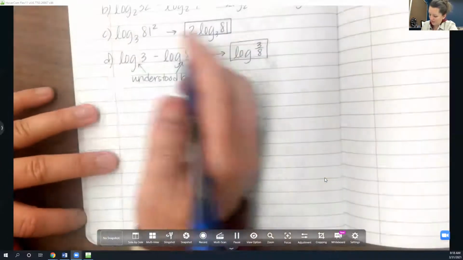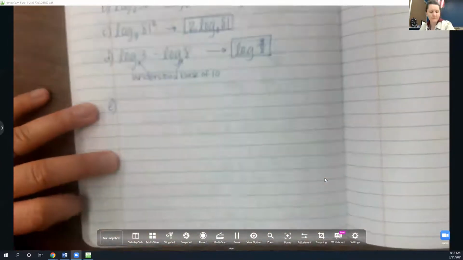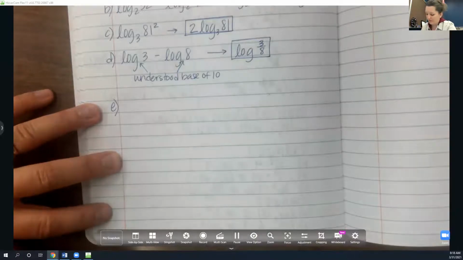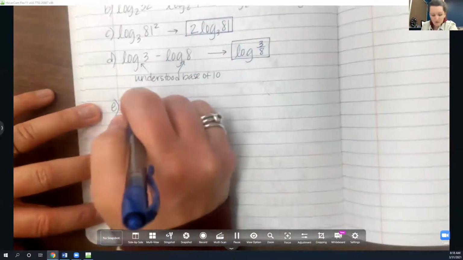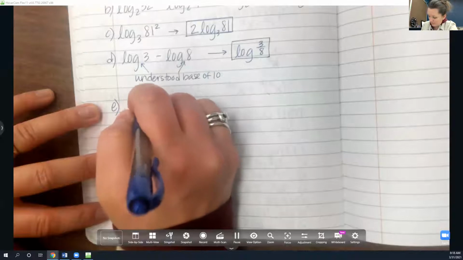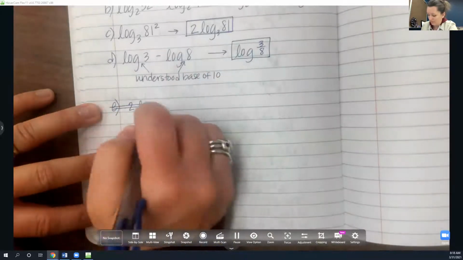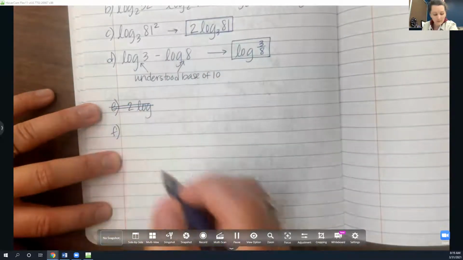Okay, let's look at E. What does this say? My printout was not very helpful, so let's see what my notes say. Oh, it doesn't say anything. Let's say it's 2 log. I'm not sure. Don't do that one. I'm not sure what it says or what it's supposed to say.